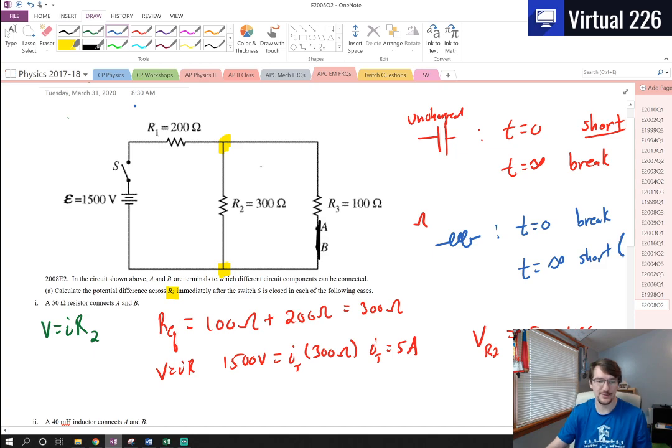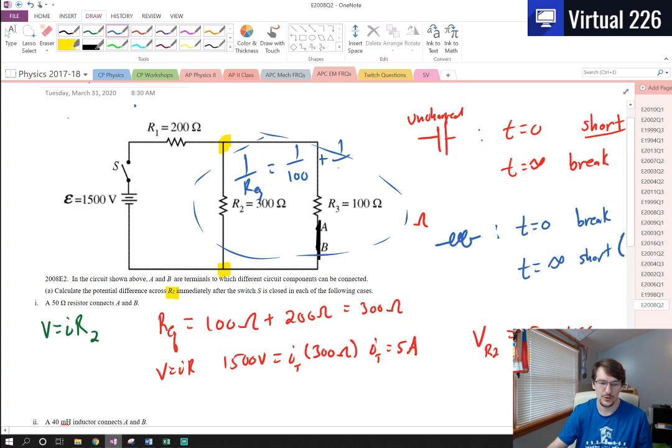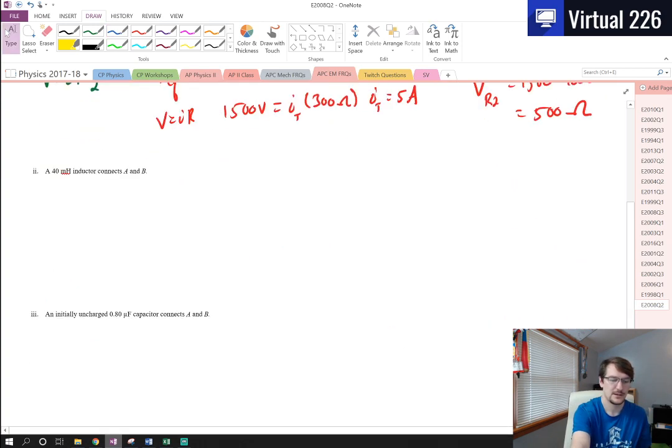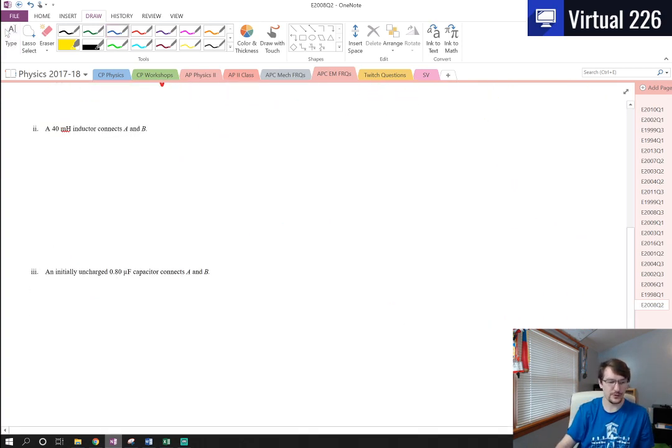So what we can do this time is we can just say that for our parallel branch here, 1 over the equivalent resistance equals 1 over 100 plus 1 over 300, and that is 1 over that quantity. So what we find for the equivalent resistance across that little branch there is, let's see, 1 over 300 plus the quantity of 1 over 100. The inverse of that, so I get 75.